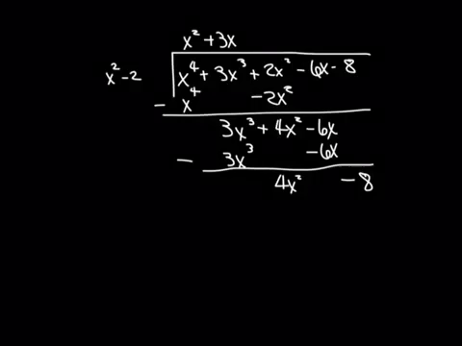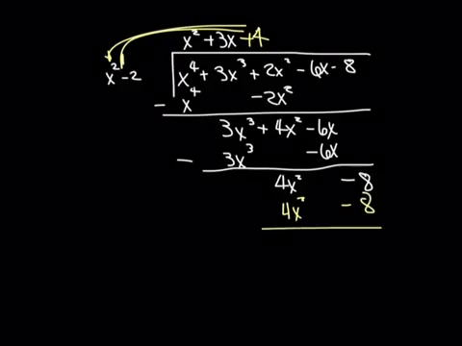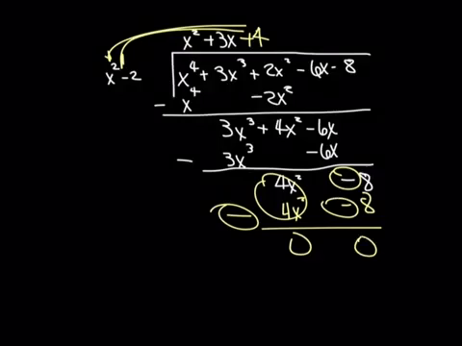So we are seeing how many times x squared goes into 4x squared, and it goes four times, and then we multiply. And again, you always put the x's with the same exponent underneath each other. So this minus this is 0, this minus negative is negative 8 plus 8, which is 0, and that gives us an answer of x squared plus 3x plus 4.